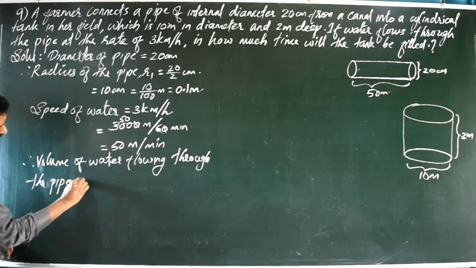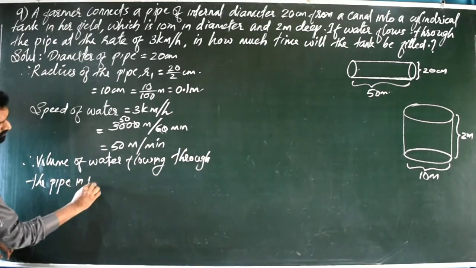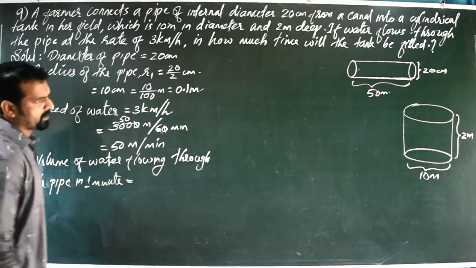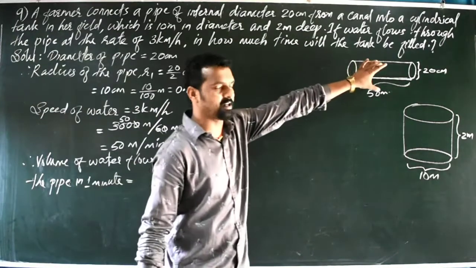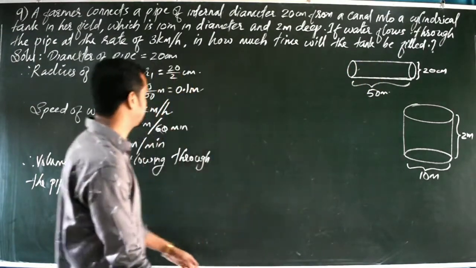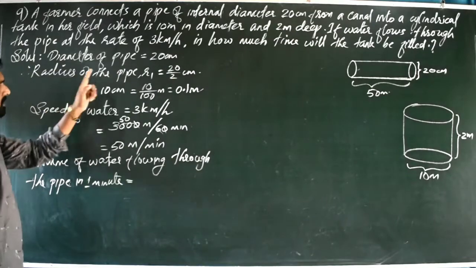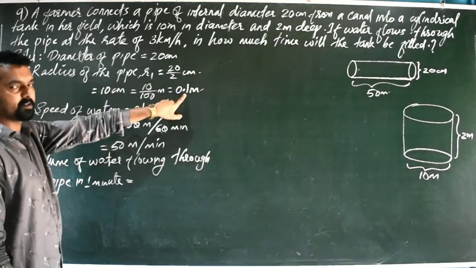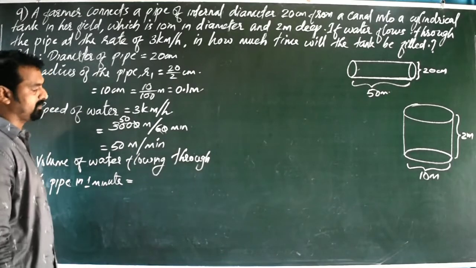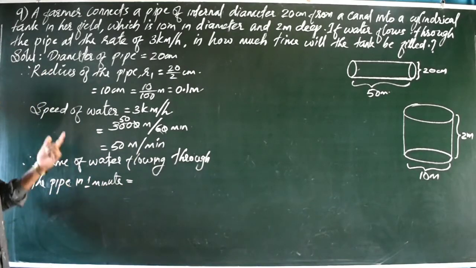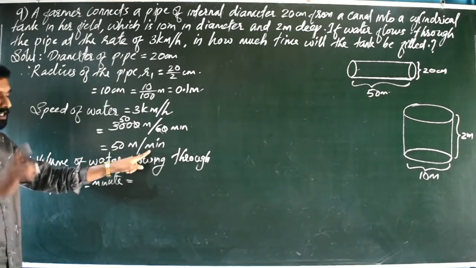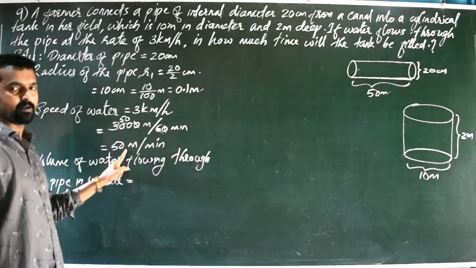In 1 minute, this pipe is in the form of a cylinder. We know that formula. What is the formula? Pi r square h. Radius we got here, radius of the pipe R1 is equal to 0.1 meter, and height we can take as 50 meter. Why? Because the speed of water is given here as 50 meter per minute, means in 1 minute it will cover 50 meter.